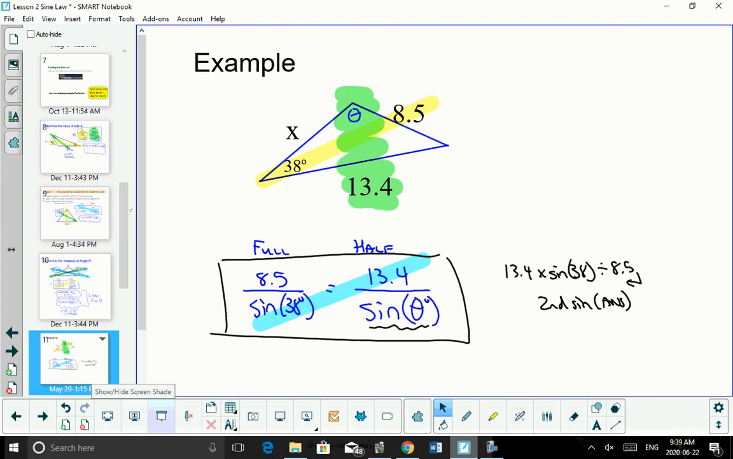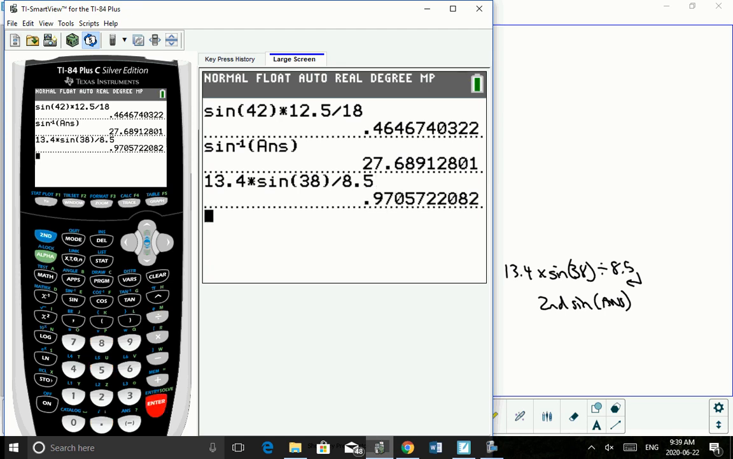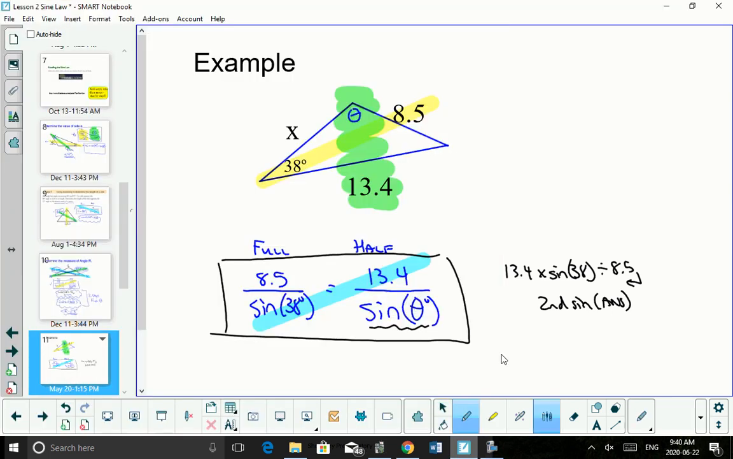So we're going to go 13.4 times sine 38 divided by 8.5. And again, we get out that 0 point, which is exactly what should happen. Second sine ANS. We get out 76 degrees. So this corner right here is 76 degrees.